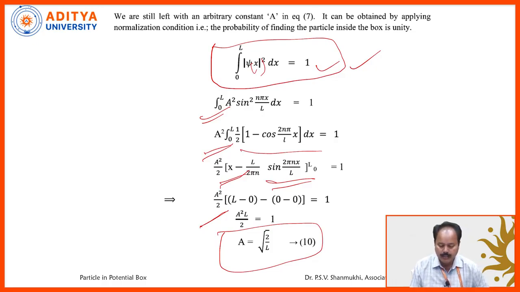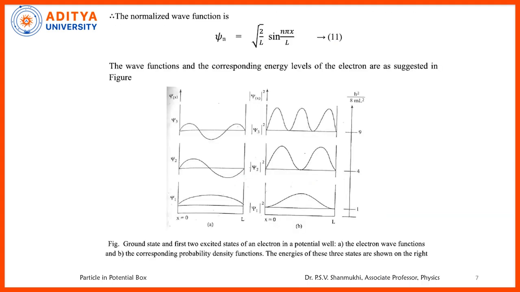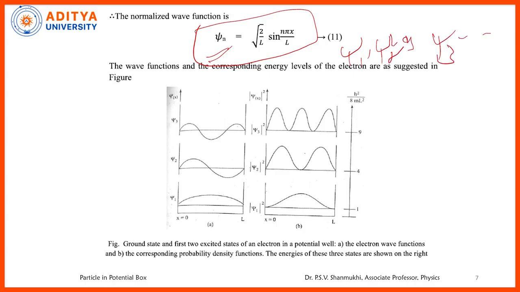This is capital A. Substitute in the previous equation, psi of x equal to A sin(n pi x / L). With A written here, psi of x is equal to root over 2 by L into sin(n pi x / L). Give different values for n and you will get different wave functions, psi 1 of x, psi 2 of x, psi 3 of x, and so on. These are the discrete wave functions, and these wave functions are called eigenfunctions.